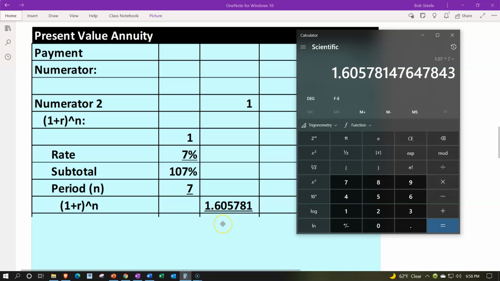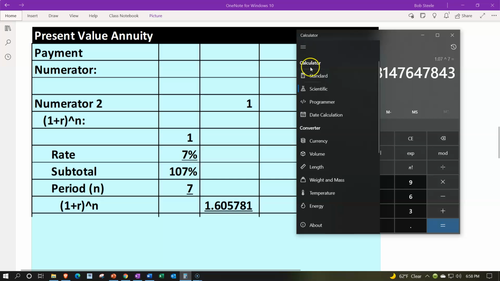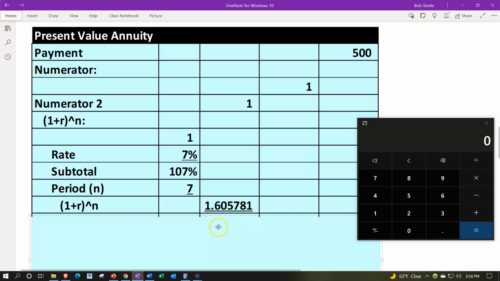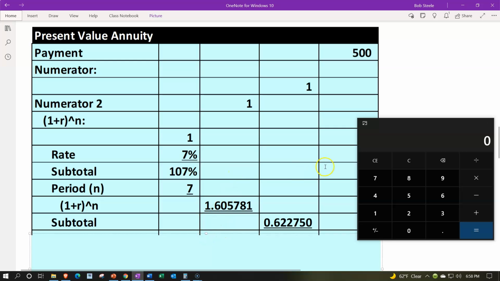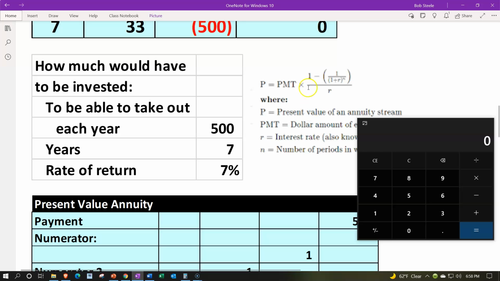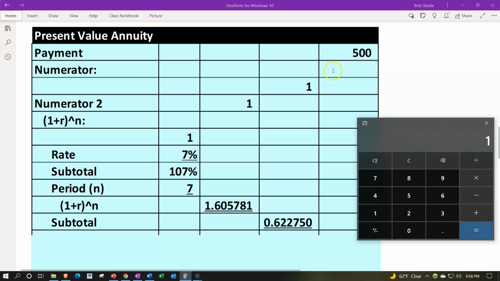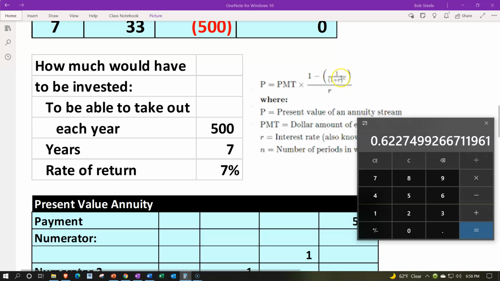That's going to give us the 1.60578 about. Let's go back to the normal calculator. I can only be scientific for so long. I'm not a scientist, but I try. And then we've got this amount. We can divide that out. We could say, okay, that's going to be the 1 divided by, I'm looking at this column now, 1 divided by the 1.605781 about. It's going to give us about the 0.62275. So that's going to be this component.